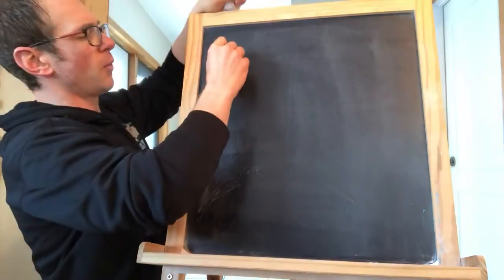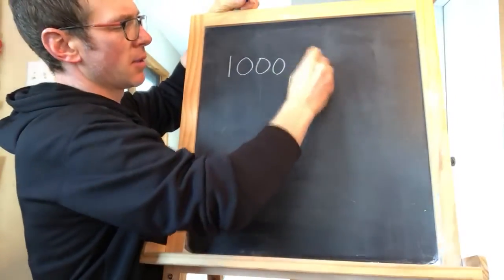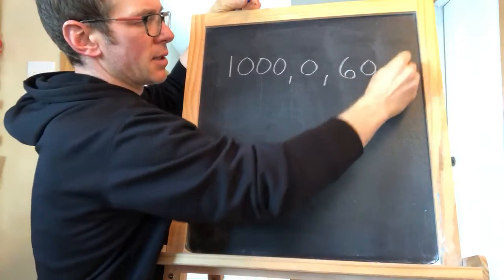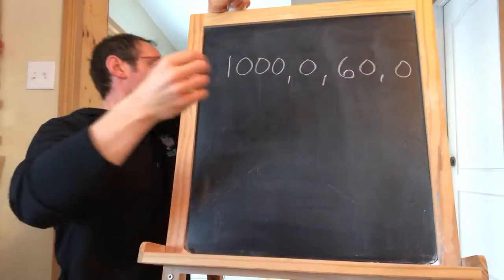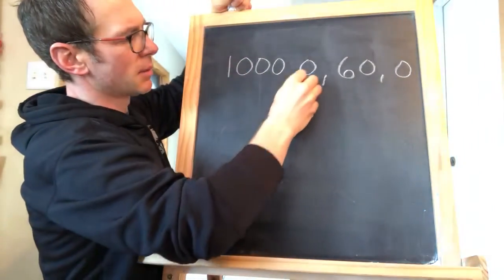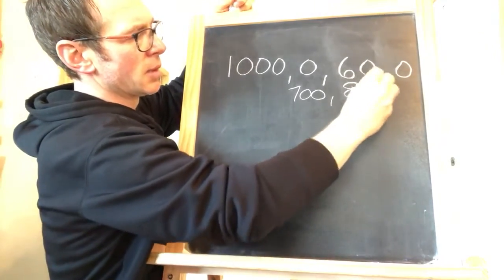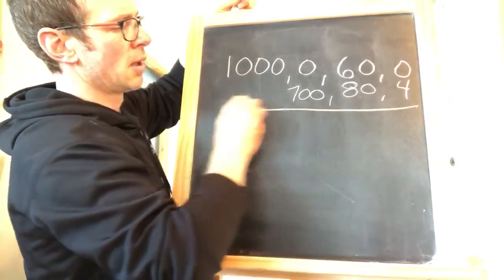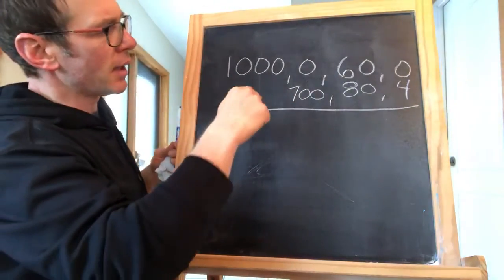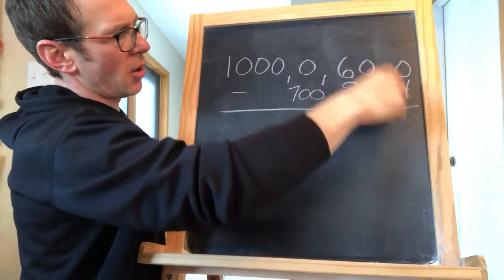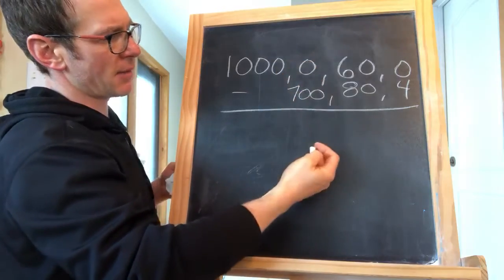If I do the expanded form of 1060, that's 1000, 0, 60, and 0, right? We have 0 in the hundreds, 0 in the tens. 784, I'm going to line this 700 up with the 0 hundreds here, the 80 with the 60, and the 4 with this 0 in the ones place. We're subtracting. Now, it's a bit of a tricky question because look at all the complications we have. We have 0 minus 4 here, we have 60 minus 80 here, we have 0 minus 700 here.